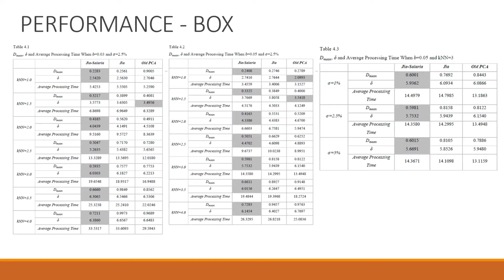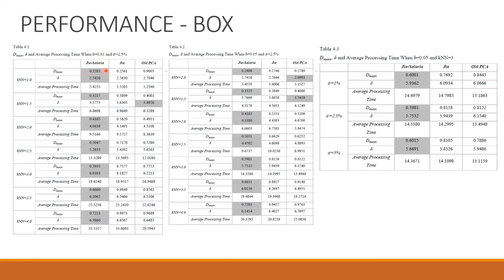Since we have three data sets, this one is for box. As we can see, we have three columns here. The last column is all PCA, meaning that we use PCA without weight. GIA here is the weighted PCA, and the GIA salaria is the weighted PCA together with weighted eigenvector. This is what we did in this research. We improved the GIA by introducing the weighted eigenvector, and we call that GIA salaria.